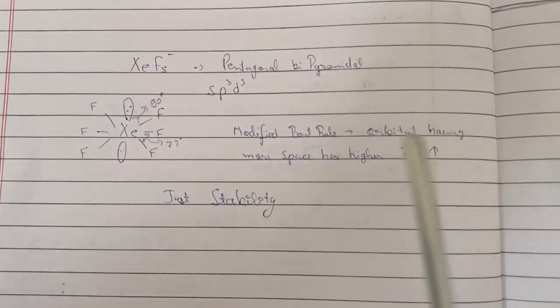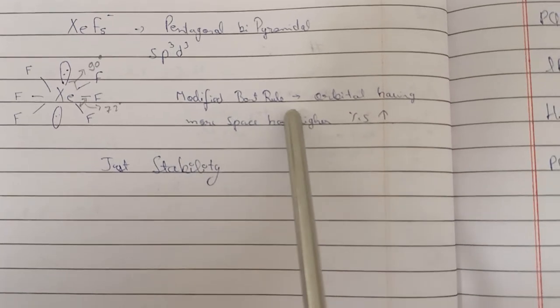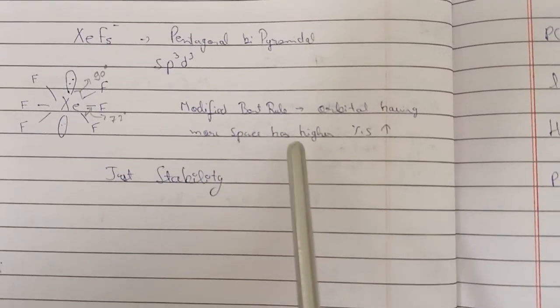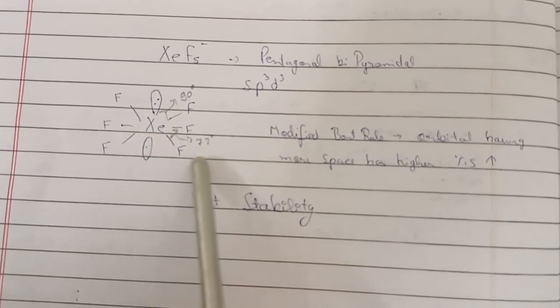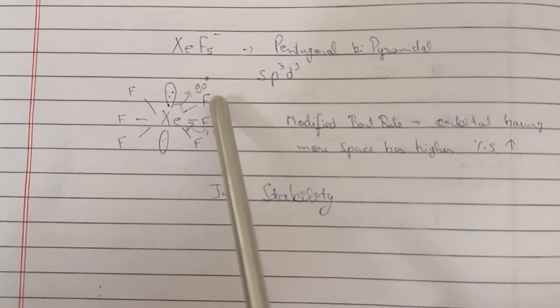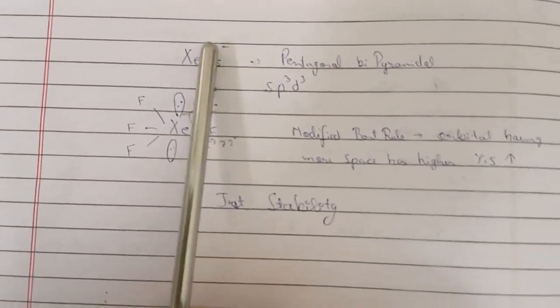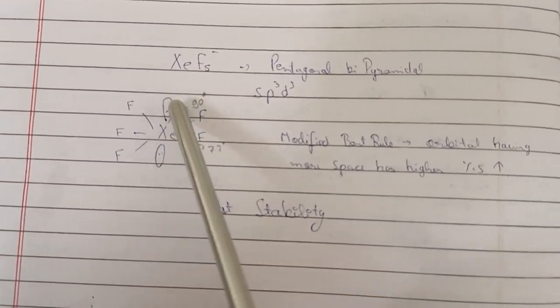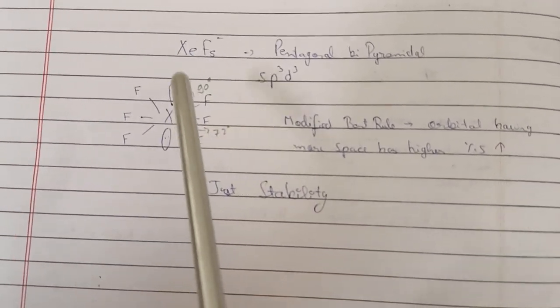Now let's move on to the modified bent rule, pentagonal bipyramidal. In the modified bent rule, the orbital having more space has higher p character. Here the planar one, where the five fluorine are residing, the angle is 72 degrees, whereas for the up one, the axial one, the bond angle is 90 degrees. So the axial has more space.